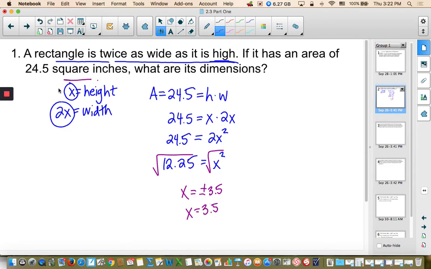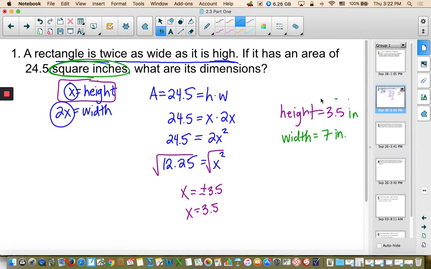Looking back up here, height is what is my x. So the height is 3.5. And then if we think about the label, this was labeled in square inches right here, and so this would just be regular inches. So 3.5 inches for the height, and the width would be twice that, which would be 7 inches. And this would be my answers for the first question.